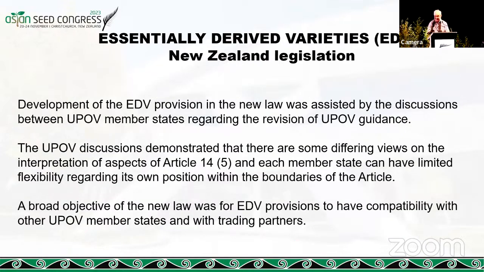What we also learned, though, was that it can be looked at differently by different EPOG members. Development of the EDV provision was helped by the discussions that we've already heard about with the EPOG, without the revision of the EPOG guidance. The EPOG clearly demonstrated that there were some different views on the interpretation of aspects of the Article 14.5. And I think it showed that each member can have some limited flexibility regarding its own position within the boundaries of the article. So as long as there is flexibility within the article, from a national point of view, a decision is made on where that position you want to be.